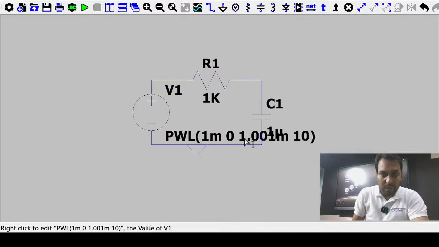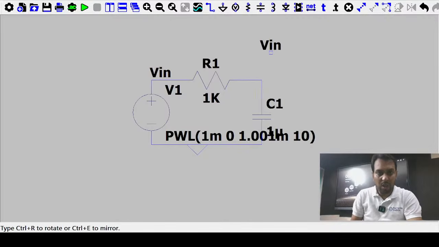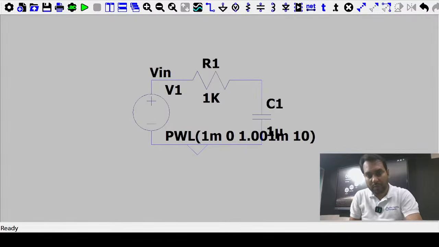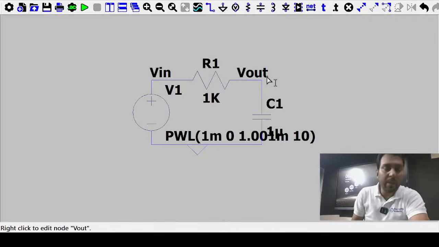Press OK. So this is the pulse width logic: until 1 millisecond it is 0, and a sudden change happens until 1.001 millisecond, where it is 10 volt. You can also give the node name, the labeling here. Just click on the label net and write it, for example this is Vin, so this will be your input, or this can be your Vout as per your definition. So you can label your net also.